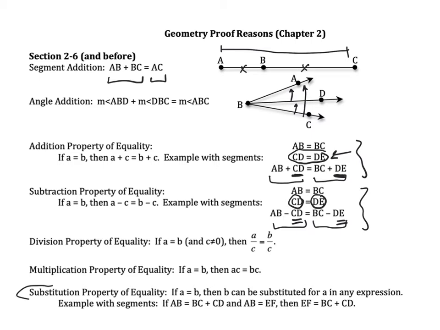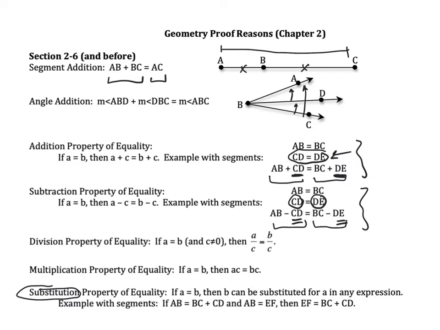Substitution, probably one of the most common reasons in geometry. When you run into one of these proofs on state tests, probably a good part of the time, substitution is going to be the reason. Substitution is when I plug something equal in another spot.